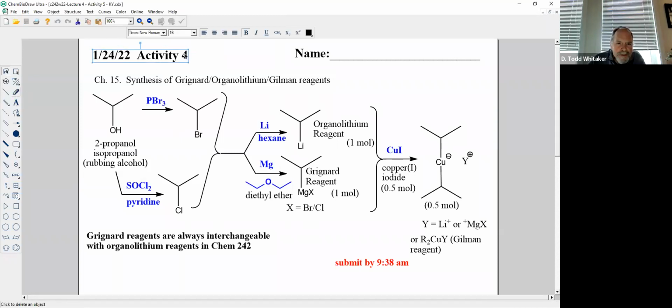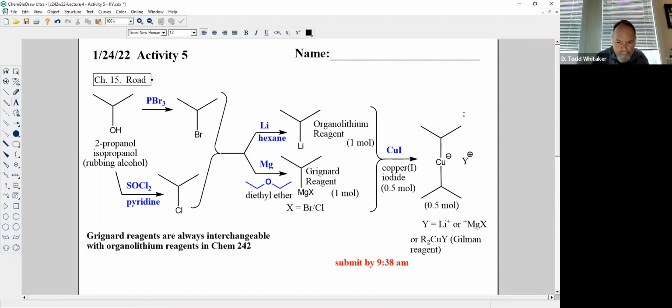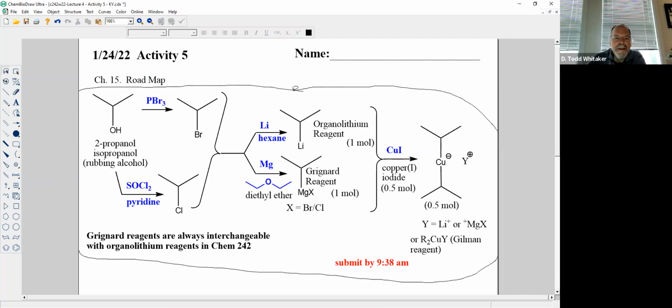And I'm going to be doing activity 5. And still chapter 15. We're going to be finishing 15 right now. It's a short chapter, and I'm distilling it down to the essentials. I think it might be time for a mini road map, huh? Okay. And I'll sneak in one new thing that we haven't done here.